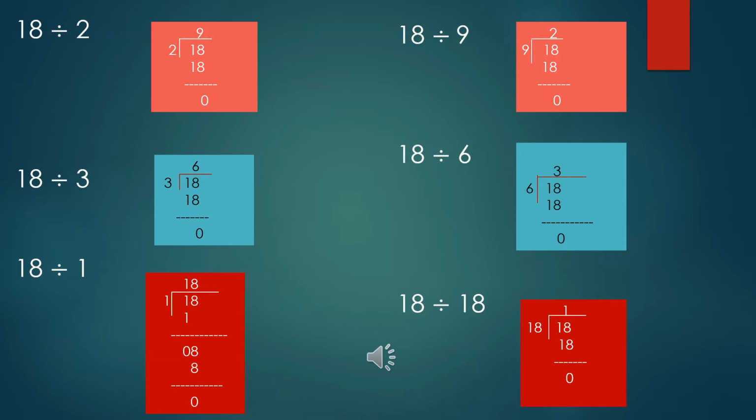When we divide a number by any of its factors, the remainder is 0. It means the factor of a number divides the number completely without leaving a remainder.